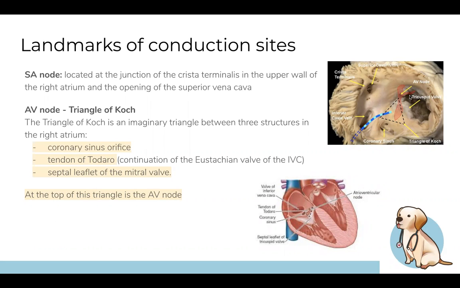So the triangle of Koch is an imaginary triangle between three particular structures. So you have your coronary sinus orifice. There's a coronary sinus, and as I mentioned, that's where the blood from the heart comes in. Your tendon of Todaro. I was like, what is the tendon of Todaro? But it's basically, as I mentioned, the eustachian valve of the inferior vena cava before. So it has a valve, and then it has a little bit of ridgy muscle that continues as a little ridge over here.